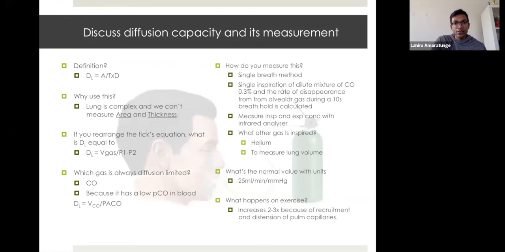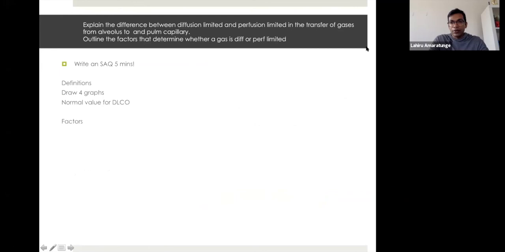So just to move on, I want you guys to now write an SAQ. Take 4 minutes, just in the interest of time. I want you to write, with this format, the definitions of perfusion and diffusion limited. Again, make it as succinct with as little explanation as possible. Draw 3 or 4 graphs. On the same graph, you might be able to draw a few of the different example gases, a normal value for DLCO, which we've discussed, and how you can measure it, and what are the factors affecting diffusion or perfusion limitation. One of the easiest ways to discuss this may be just to talk about the example gases, and that helps you go through a lot of the facets of what makes something diffusion or perfusion limited. There are certain gases that have a combination of factors that result in overall it being one or the other. So take 4 minutes now, write out an SAQ and go for it.